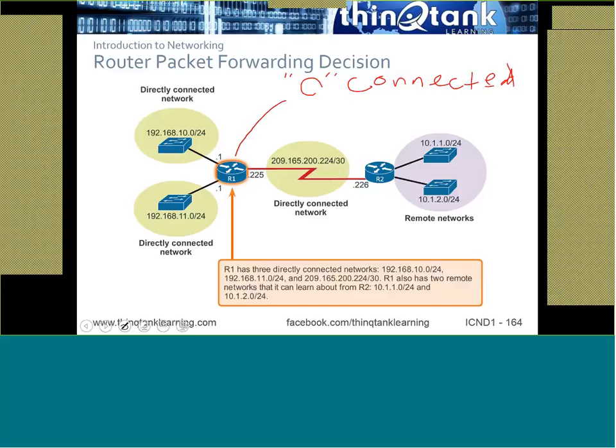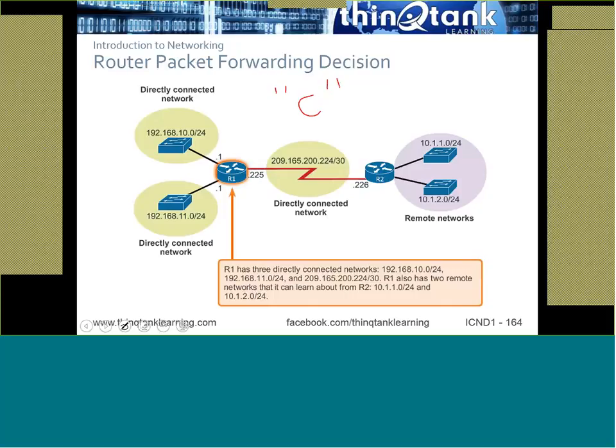So what is a connected route? A connected route on a router is any network that's attached to that router directly. Does that make sense? All right, that doesn't quite look like a C, but there, that's better. All right.